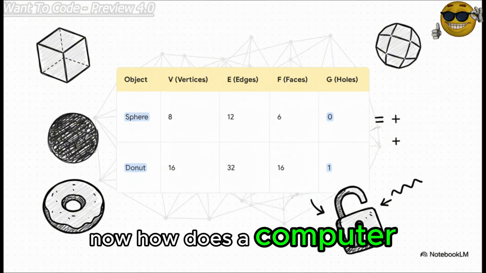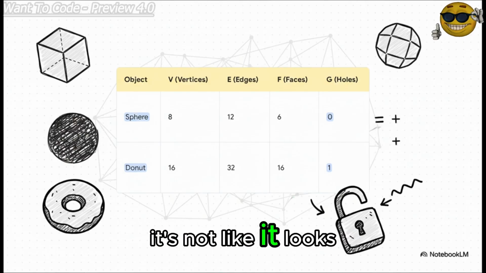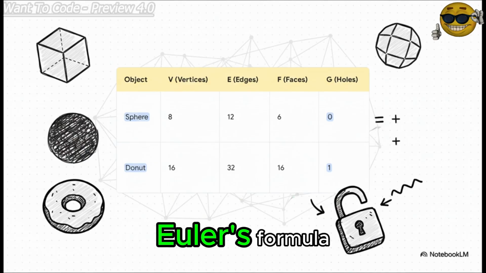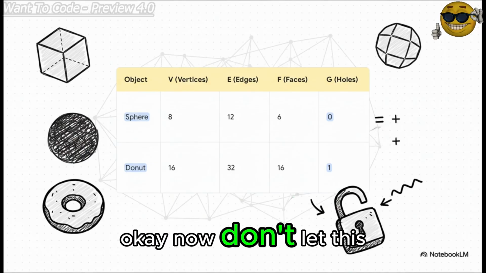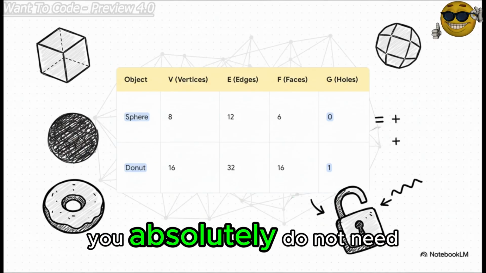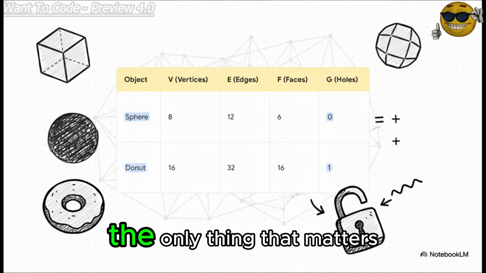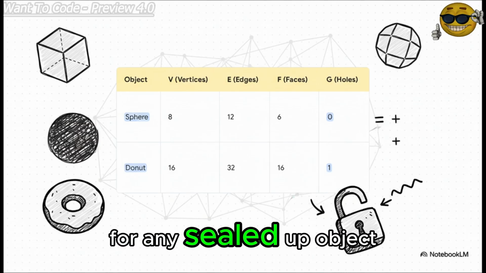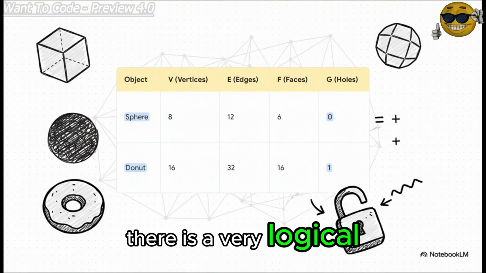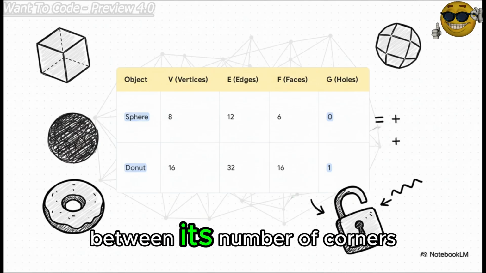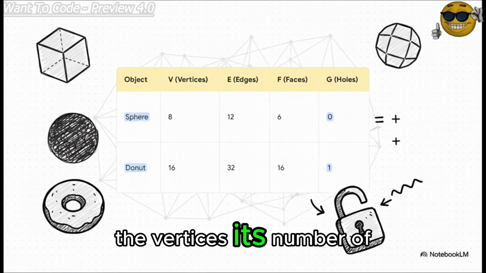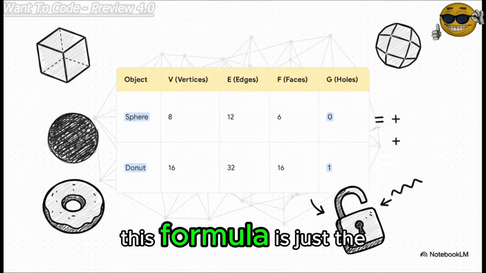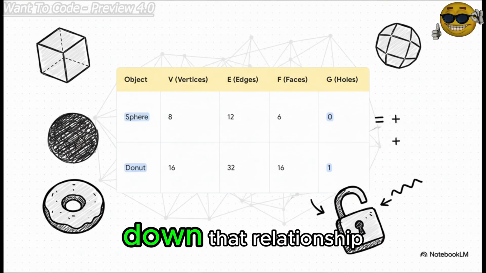Now, how does a computer actually check for this? It's not like it looks at the model. It uses math, specifically a concept based on Euler's formula. Okay, now don't let this formula scare you. You absolutely do not need to memorize this. The only thing that matters is the idea behind it. Think of it like this. For any sealed-up object, there is a very logical and predictable relationship between its number of corners, the vertices, its number of lines, the edges, and its number of sides, the faces. This formula is just the mathematical way of writing down that relationship.